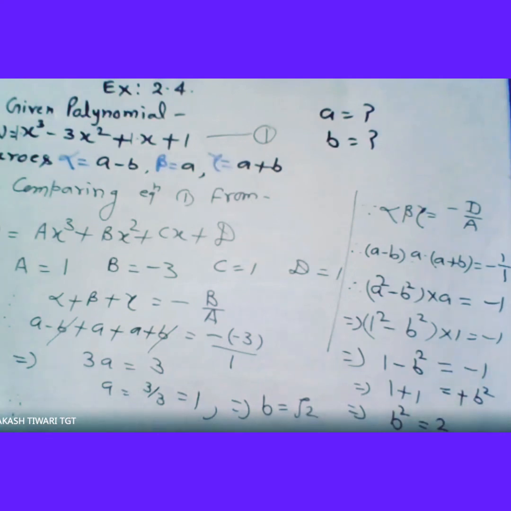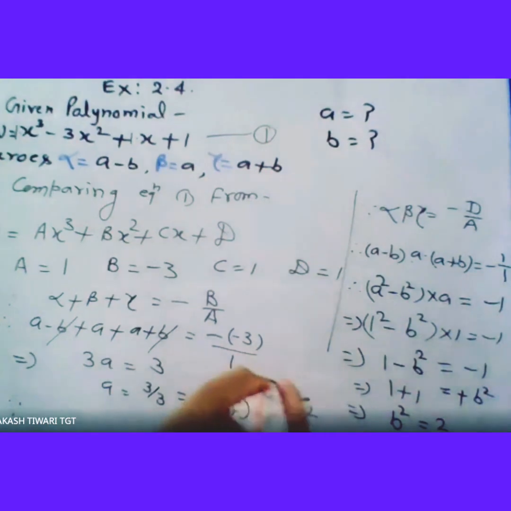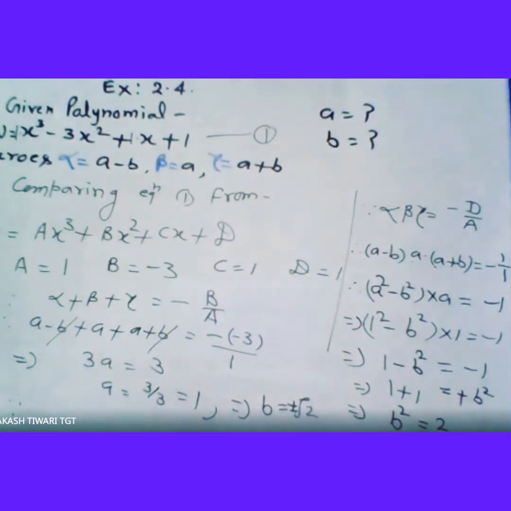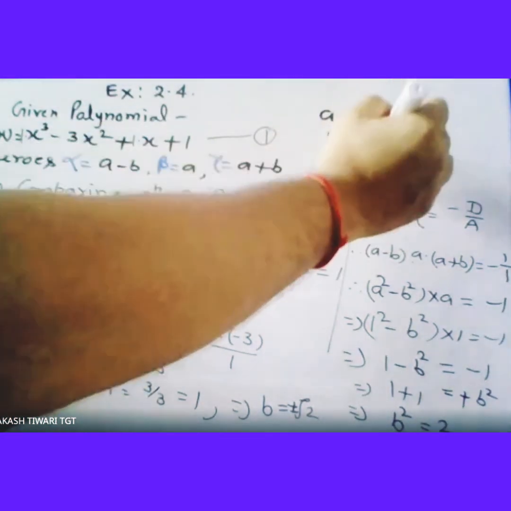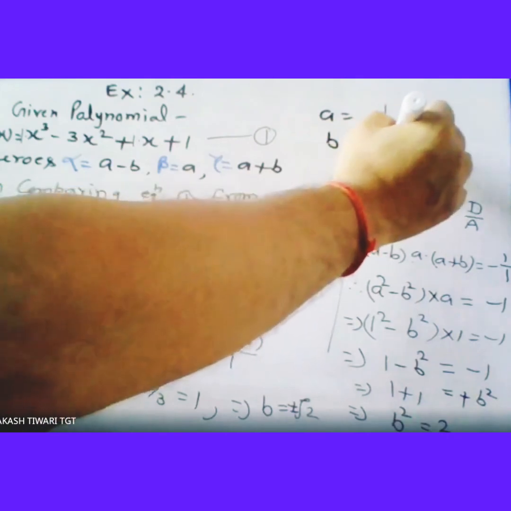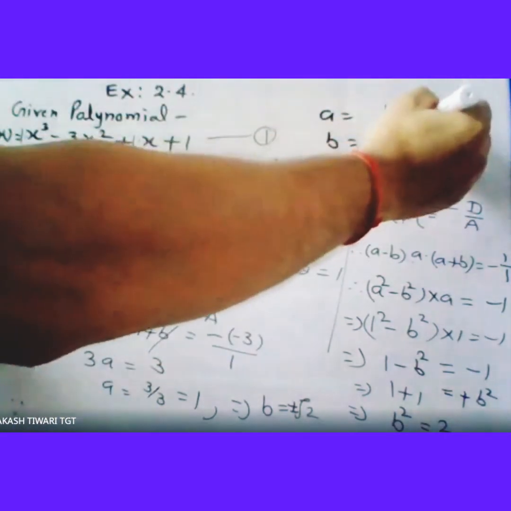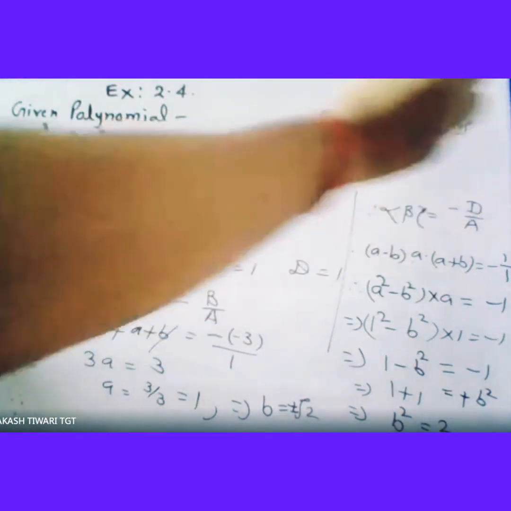Correct or not? No, it is not correct. B equal to plus minus under root 2. When we will take the square root, then we will get the value of B, that is plus and minus. So finally we can write that the value of A is 1 and B equal to plus minus under root 2. So this is the answer of this question.